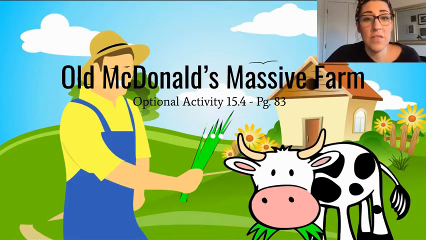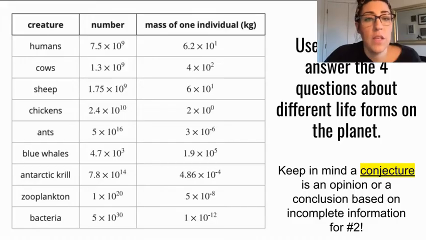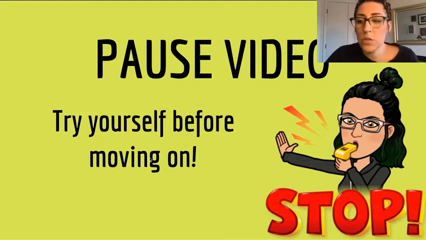Okay, in this last activity, we are going to be looking at Old MacDonald's massive farm. And we again have another table that lists a variety of different creatures, including humans, including bacteria. Just keep in mind as you're answering these questions that a conjecture is an opinion or a conclusion based on incomplete information. For question number 2, it's kind of open for possible answers just based on what your conjecture is. Pause here and work through those 4 questions, and then we'll start to navigate them together.